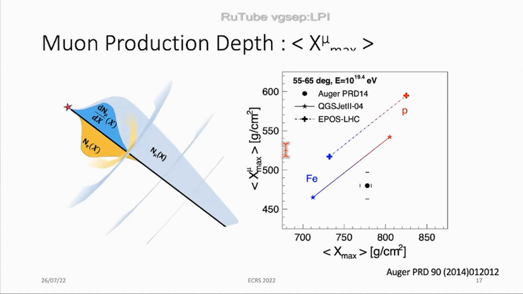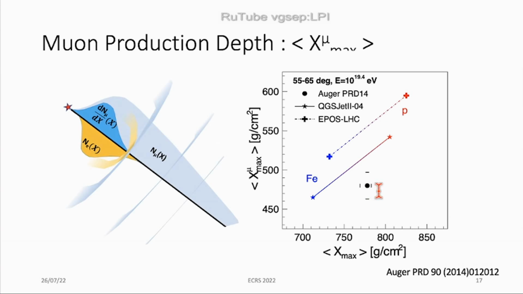So one of the first measurements, which was work done by the Pierre Auger Collaboration, we can measure the maximum of the muon production depth. It is a technique which uses the arrival time of the muons, because they travel in a straight line, so you can make a geometrical reconstruction of the production point, and you can plot at the same time the depth of the electromagnetic shower.